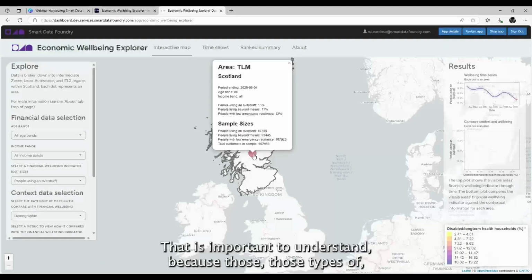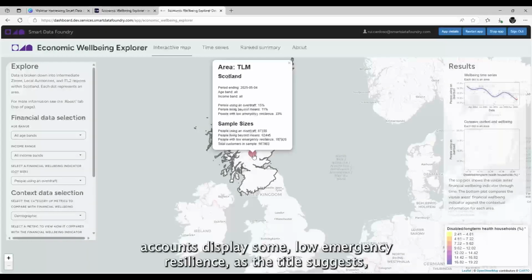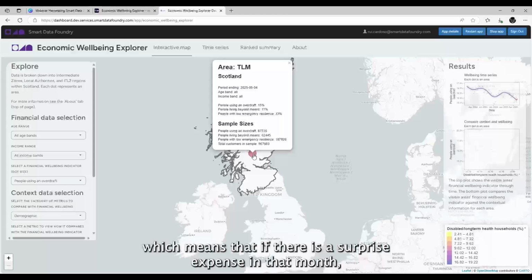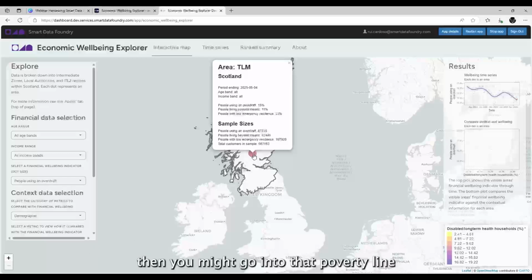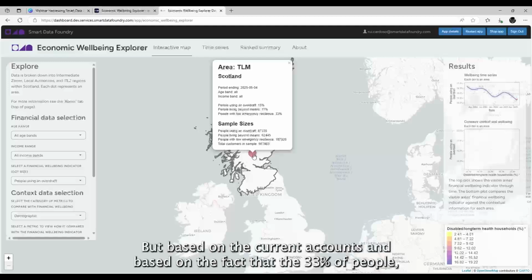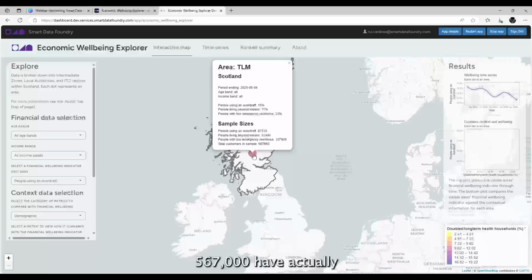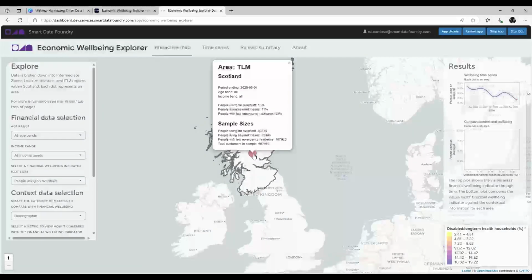That is important to understand because those types of current accounts display low emergency resilience, as the title suggests, which means that if there is a surprise expense in that month, like a washing machine breaking down, or you need to repair your car, then you might go into that poverty line or debt spiral just to make ends meet. Based on the current accounts, 33% of the 567,000 have low emergency resilience in the terms that we explained.